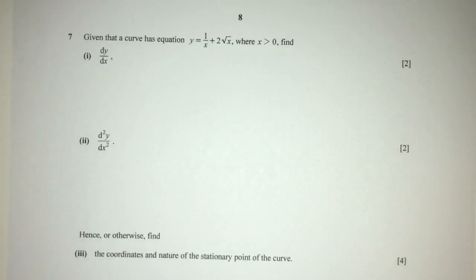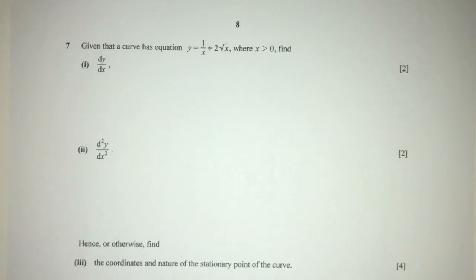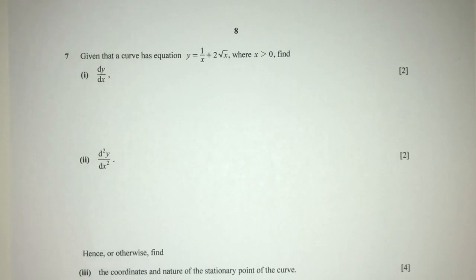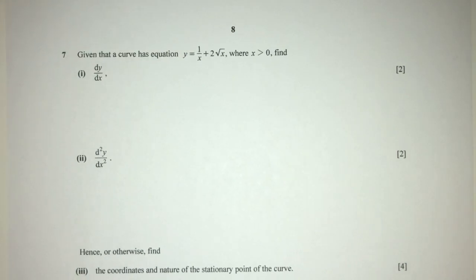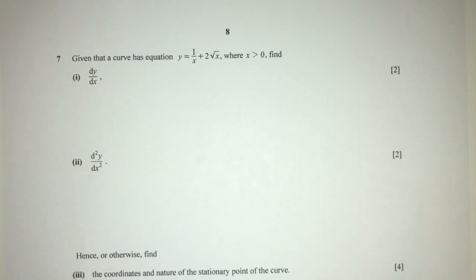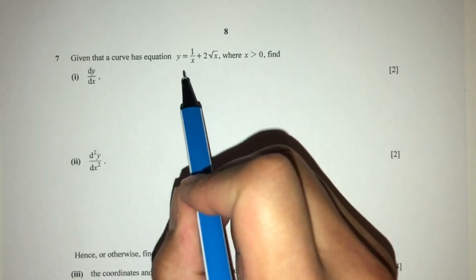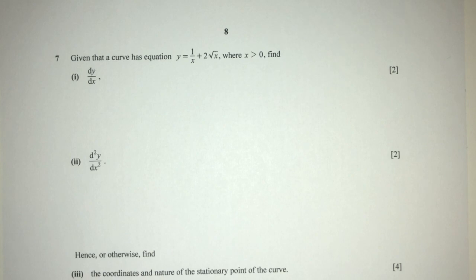Okay, here we have question number 7. So let's see, here we have some differentiation and also stationary values. So let's do one by one. So first thing first, we have a curve, have equation y. This is given to you. Now, the one thing we can do right away is we can rewrite this equation to help us out.